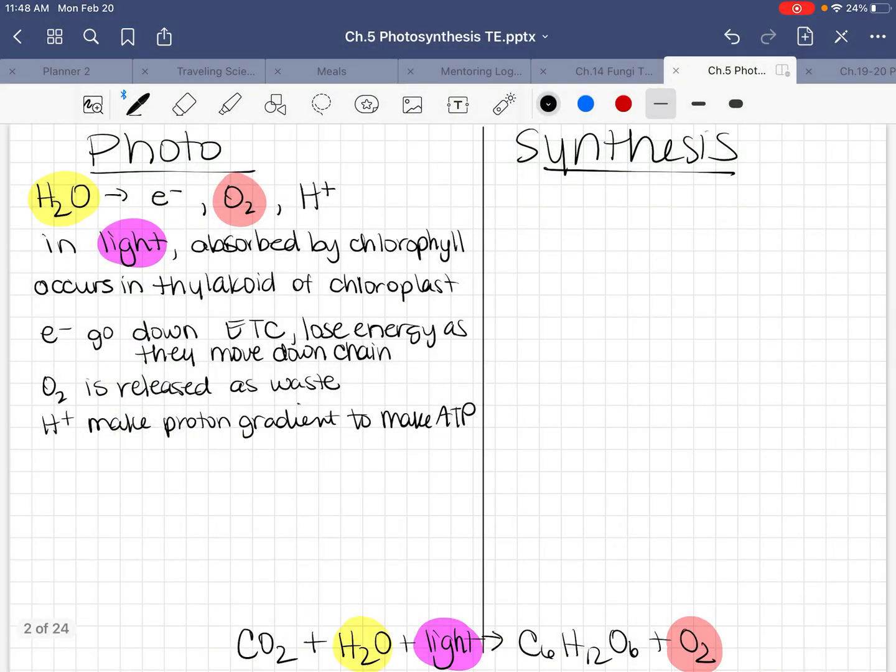So this is all in the photo part. Electrons, I should say it this way. Photosystem, the first one, water is broken apart. And then in the second one, NADPH is made.